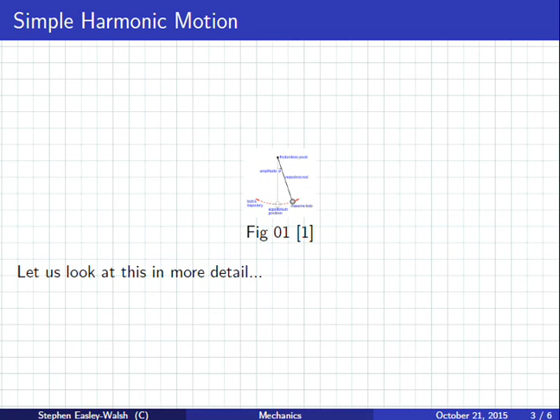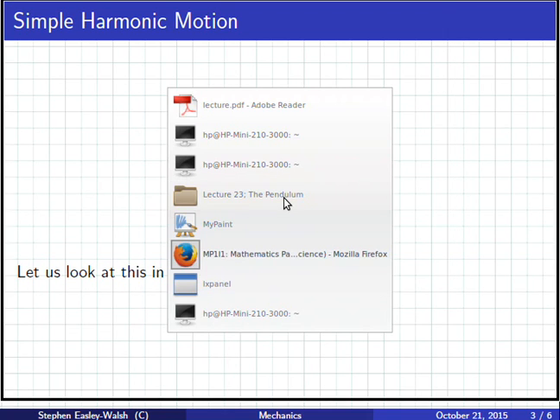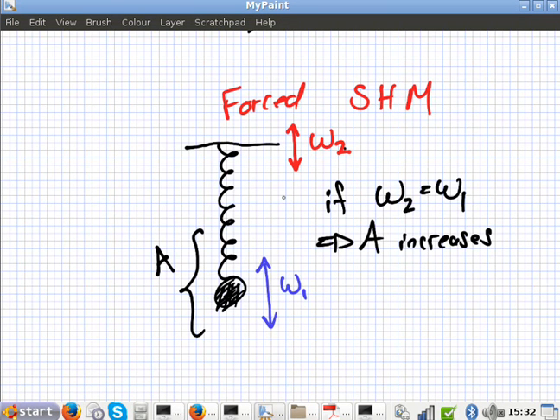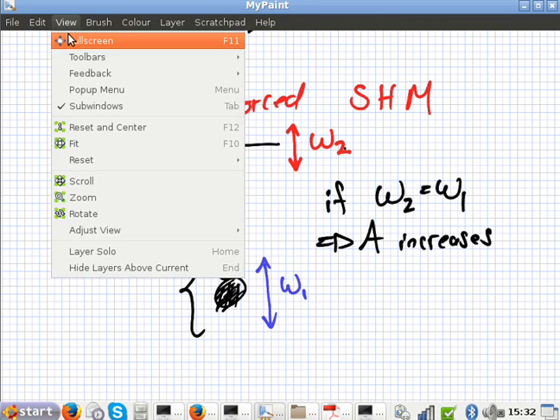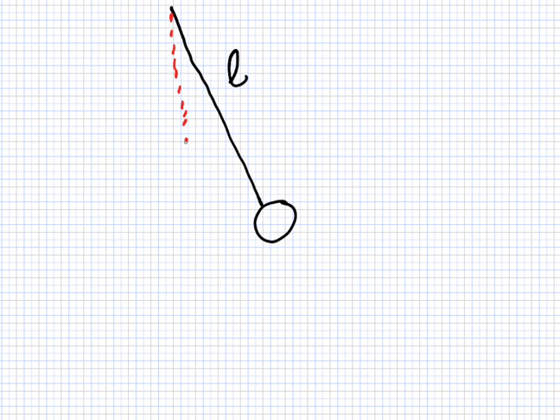Right, let's have a look at this now. Let me draw it. Okay, pendulum. So let's say our pendulum has a length L. Now the pendulum is swinging like this.